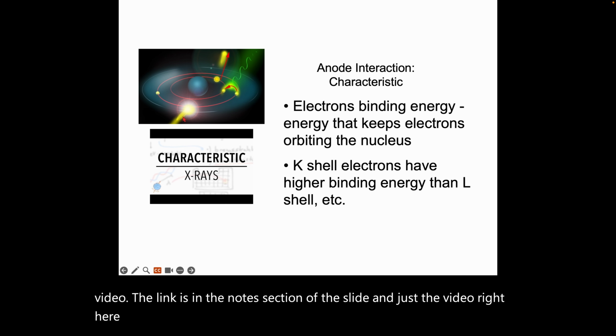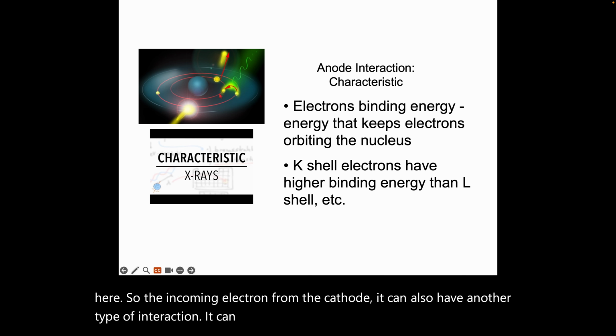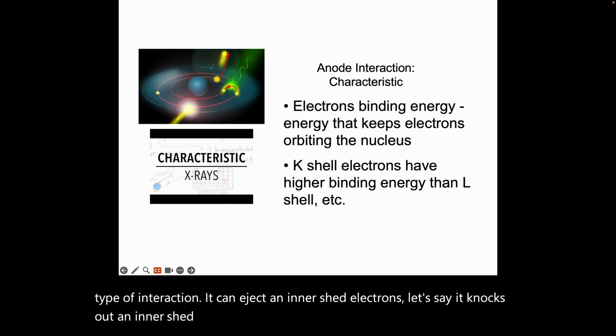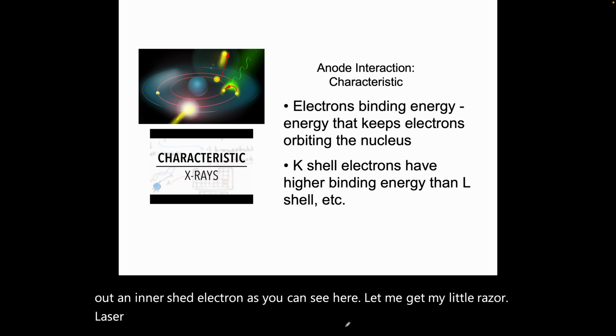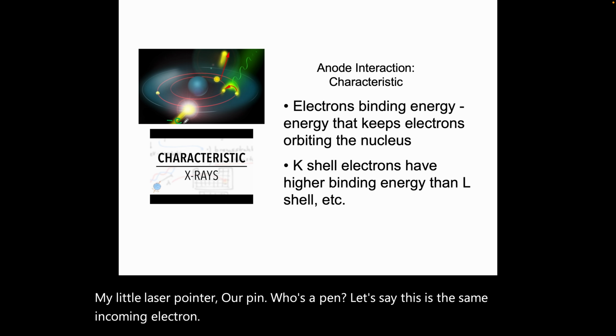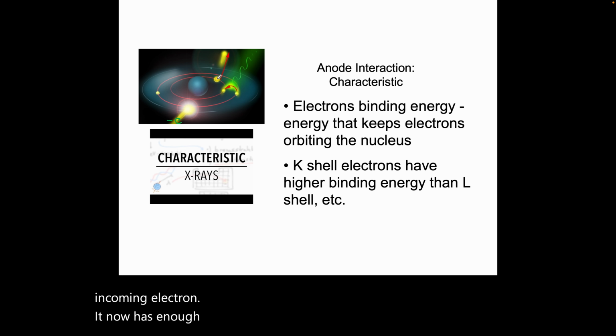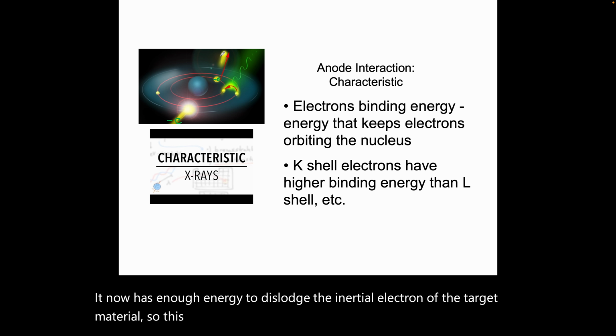So the incoming electron from the cathode can also have another type of interaction. It can eject an inner shell electron. So let's say it knocks out an inner shell electron, as you can see here. Let's say this is the same incoming electron. It now has enough energy to dislodge the inner shell electron of the target material. So this electron is now knocked off.